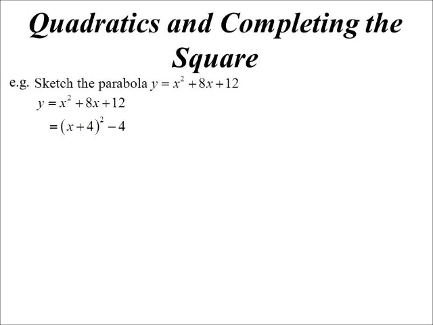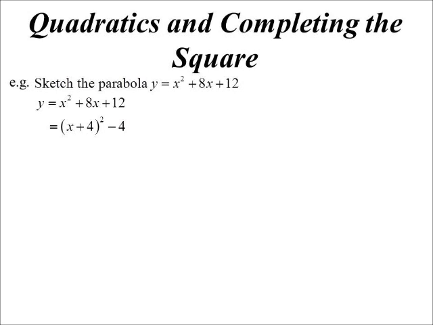now whenever we complete the square, it's always x plus half the coefficient of x, all squared. So in this case, half the coefficient of x is 4, so I know it's going to be x plus 4 all squared. But if I was to expand that out, I'm not going to get 12, I'm going to get 16. So to make it correct, I need to subtract another 4.